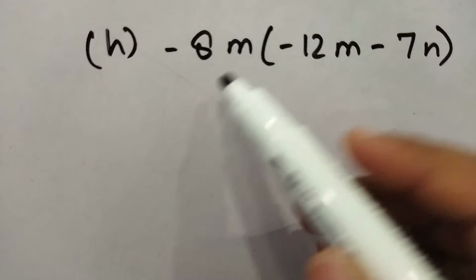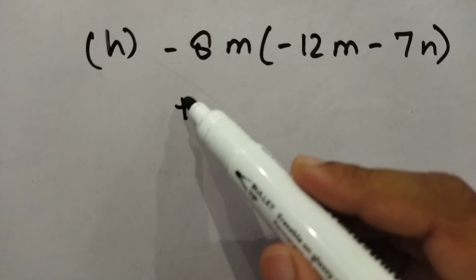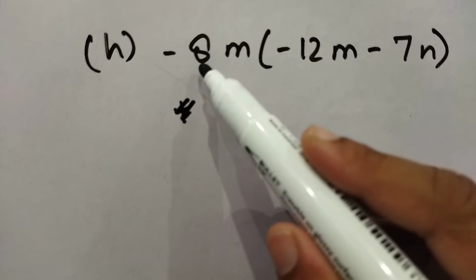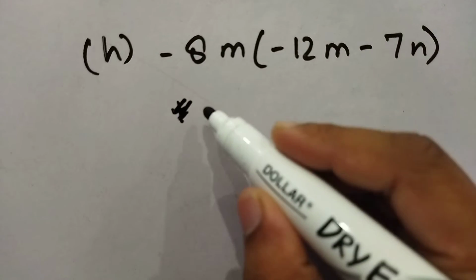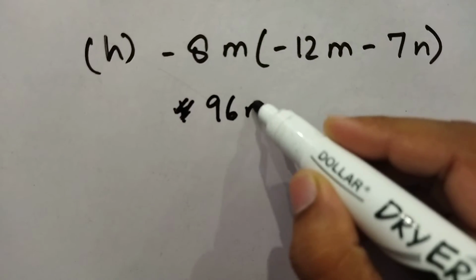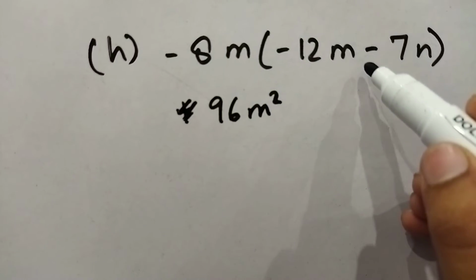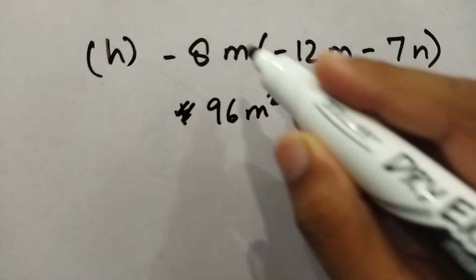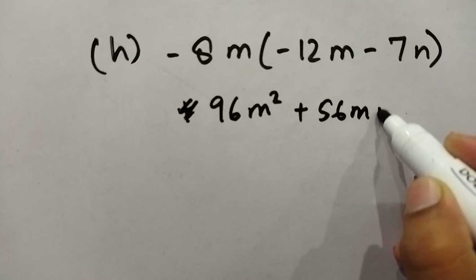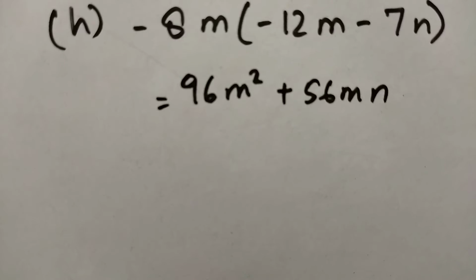Minus into minus is plus, so we are not going to write this plus. 8 multiplied by 12 is 96. And then m into m is m square. Then minus minus is plus. 8 7s are 56. And m into n is mn. This is the answer. Now part I.